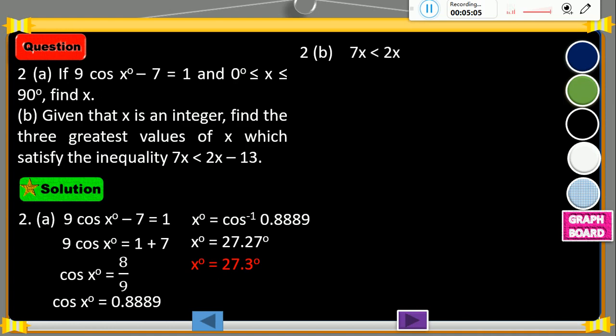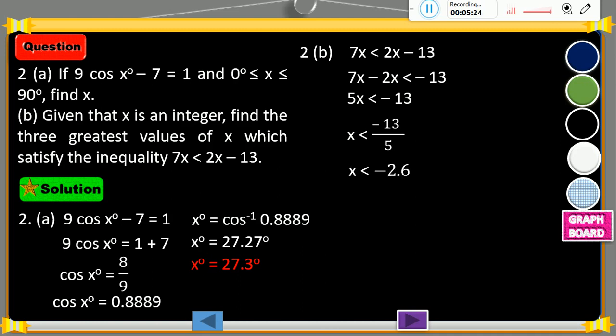2b. We are going to solve that inequality. Collect like terms. You'll get this. Simplify. 5x is less than minus 13. Divide both sides by 5. x is less than minus 13 over 5. x is less than minus 2.6.